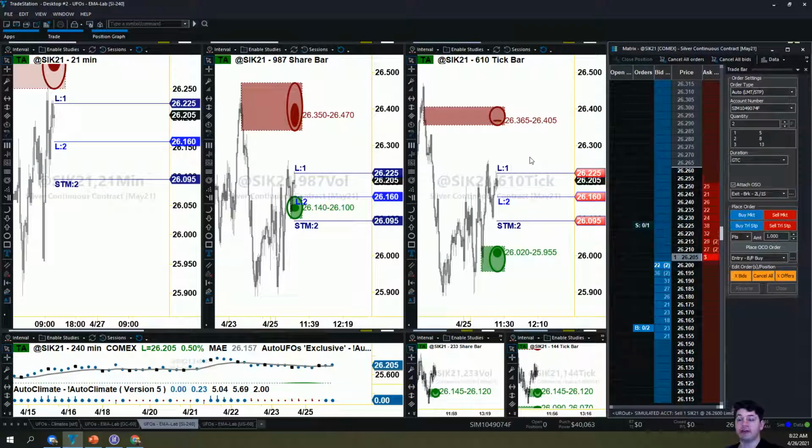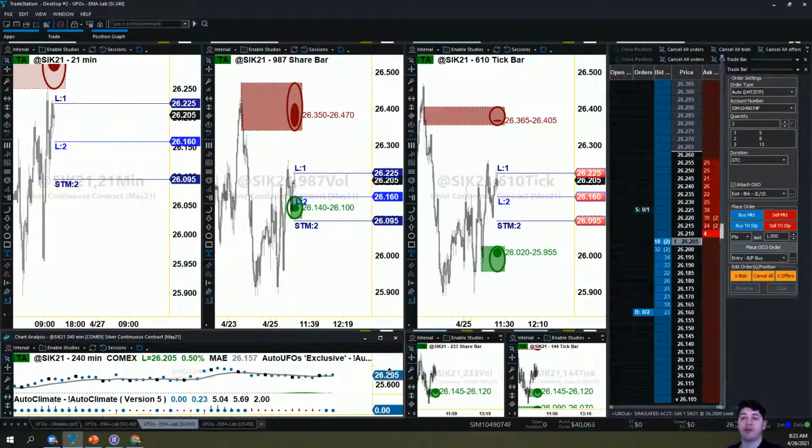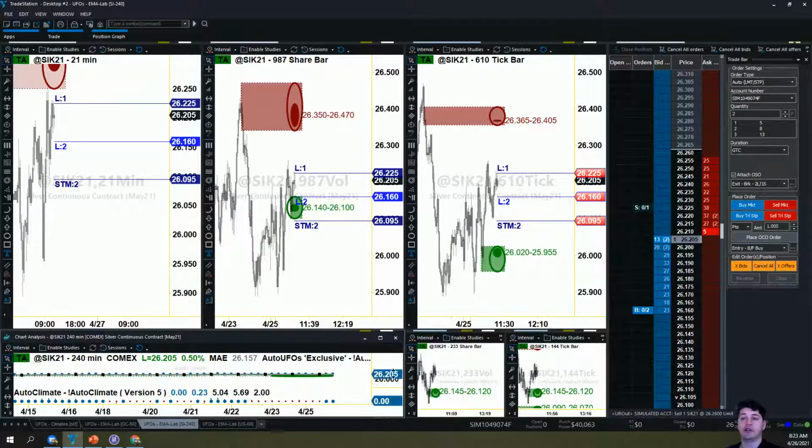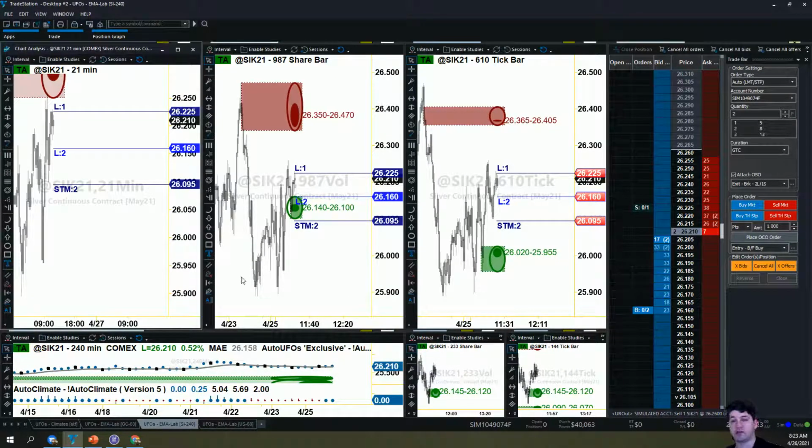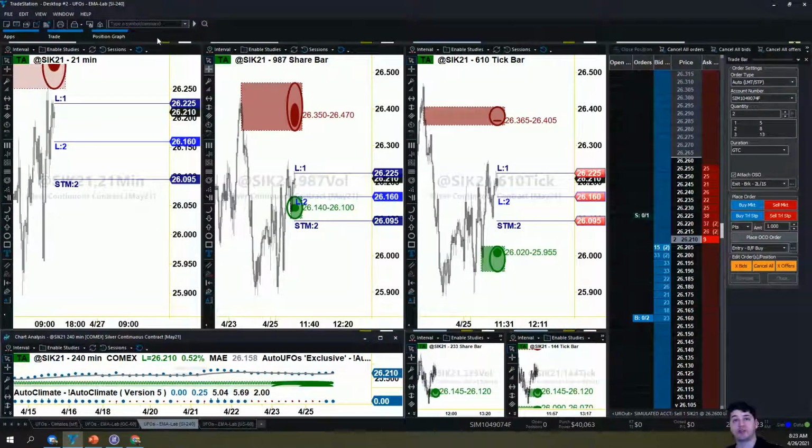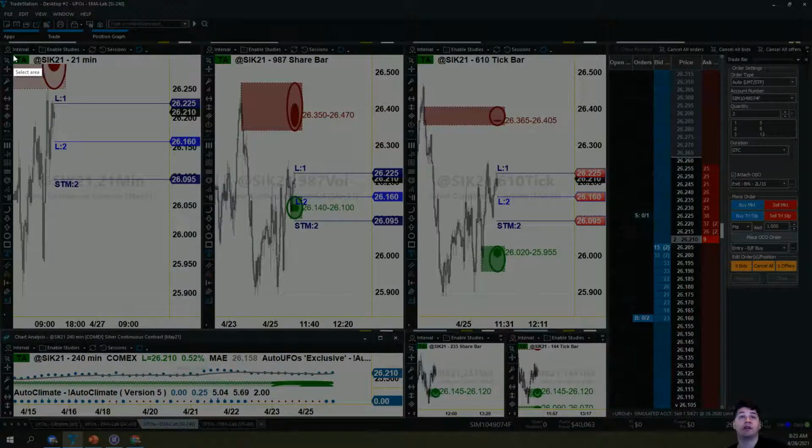I'm sorry, the final target. We're not canceling the trade. We're just canceling the final target because obviously, we don't have anything up above that we're seeing on this 240-minute time frame on silver. All right, I'm gonna go ahead and screenshot this trade as well.